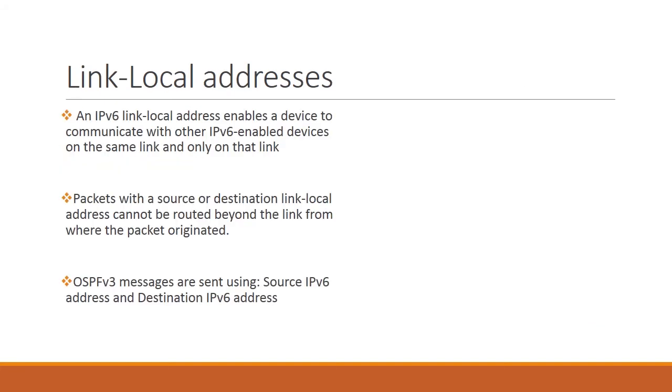Link-local addresses. Routers running a dynamic routing protocol, such as OSPF, exchange messages between neighbors on the same subnet or link. Routers only need to send and receive routing protocol messages with their directly connected neighbors. An IPv6 link-local address enables a device to communicate with other IPv6-enabled devices on the same link and only on that link or subnet.